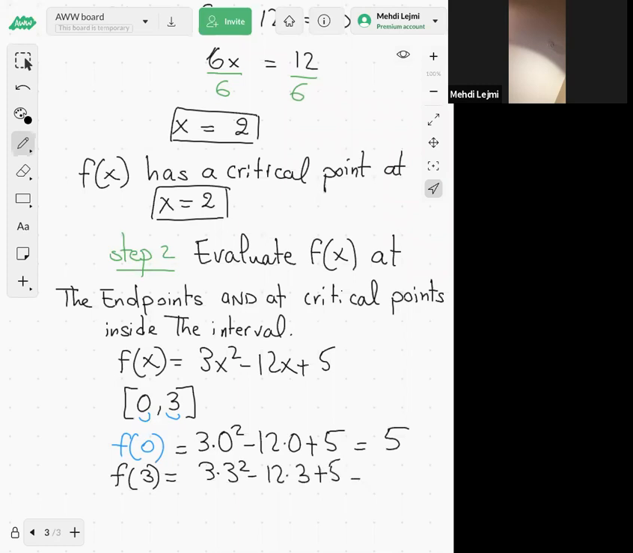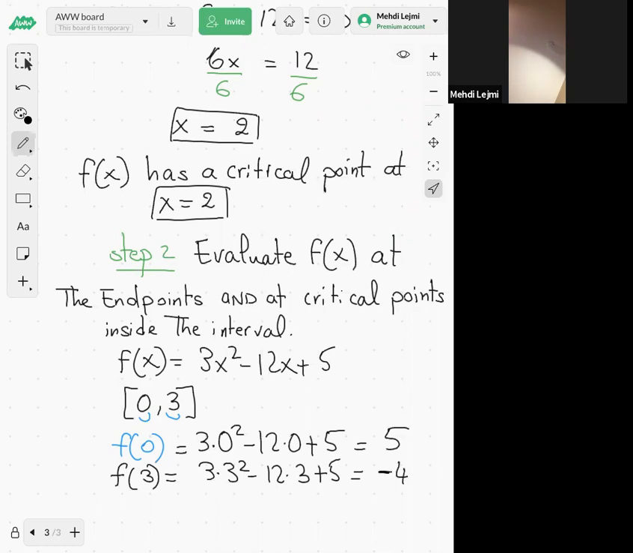So 3 squared is 9, 9 times 3 is 27, and 12 times 3 is 36. So 27 minus 36 is negative 9, and negative 9 plus 5 is negative 4. That's f of 3.